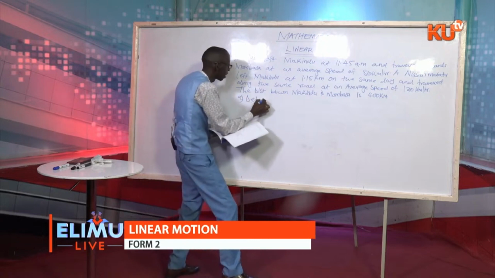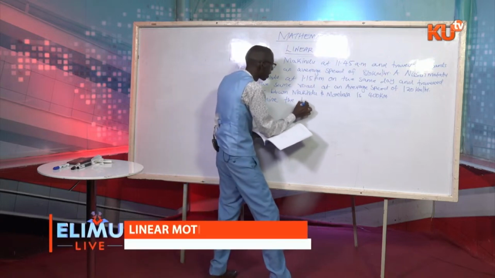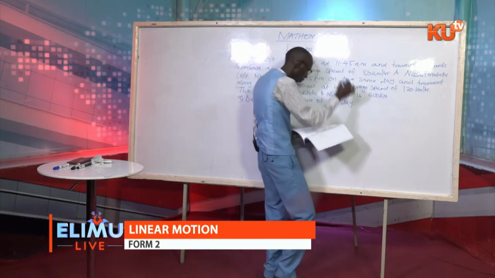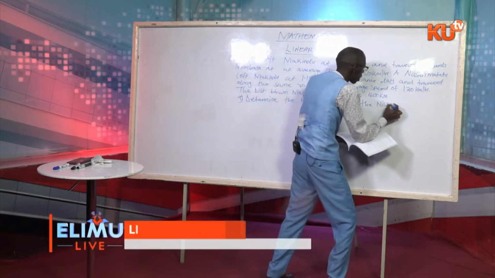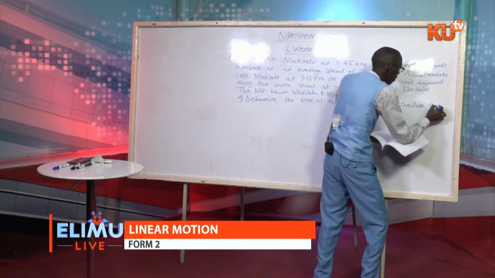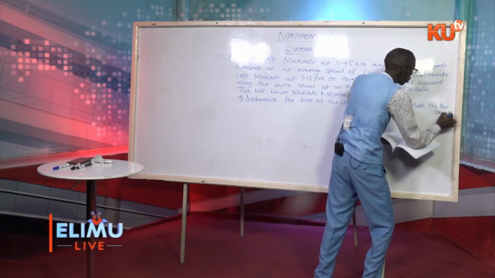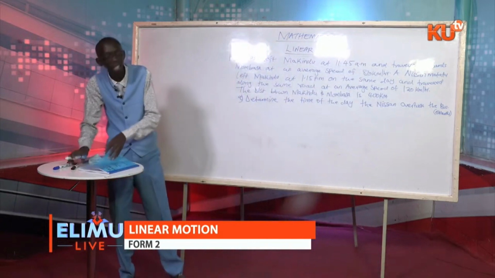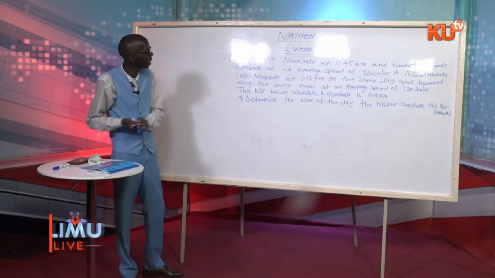Determine the time of the day the Nissan overtook the bus. 5 marks. Now, my dear student, basing our calculations from what we have learned, we are told that there are two towns here.